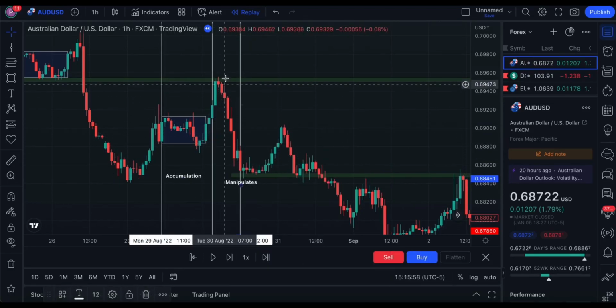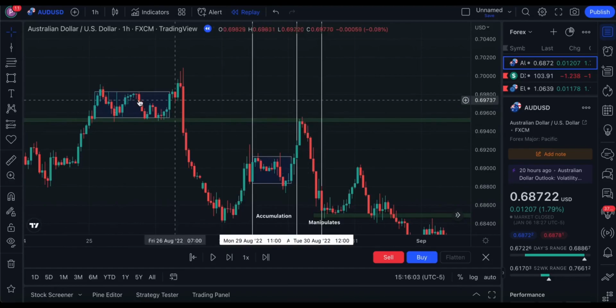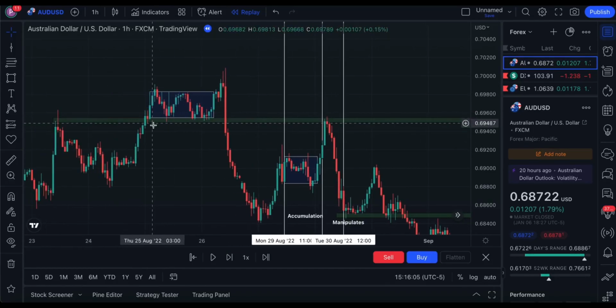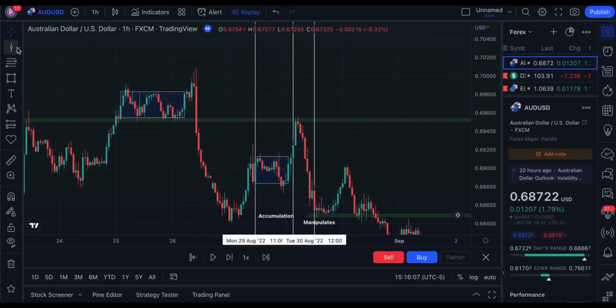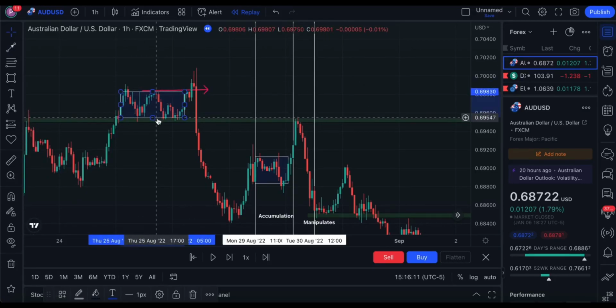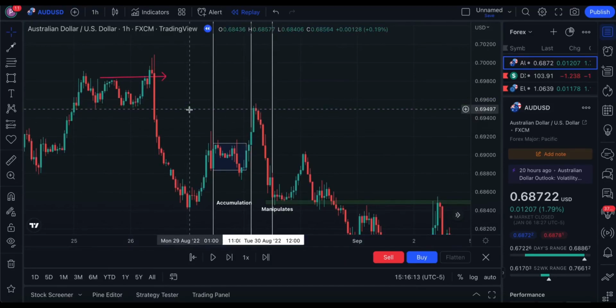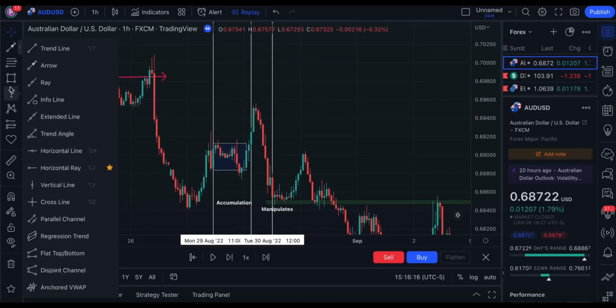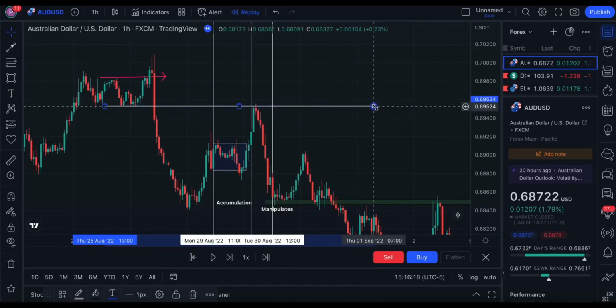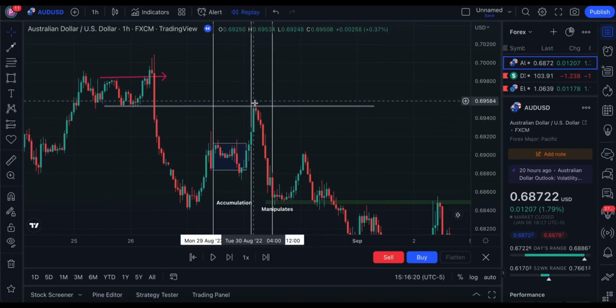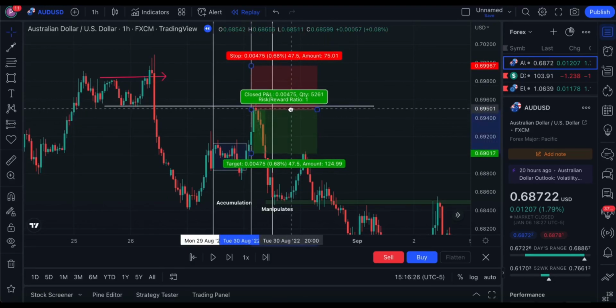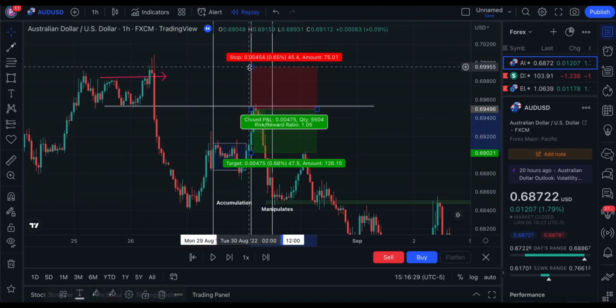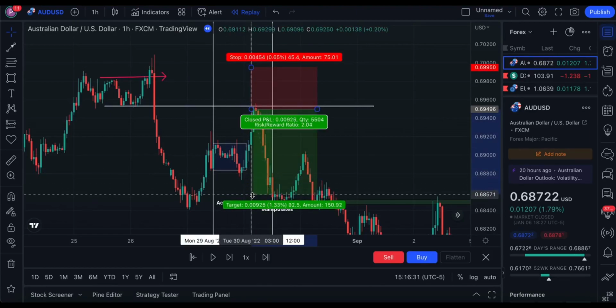Price consolidates, manipulates, comes to an institutional resistance level. As we can see, this is a very nice clean breaker block. So this would be a nice resistance area. And this is where we would enter. We would enter exactly at this area. We would wait during London session 3-4 a.m. for price to come to our entry, place stop loss above the high for 1 to 2.